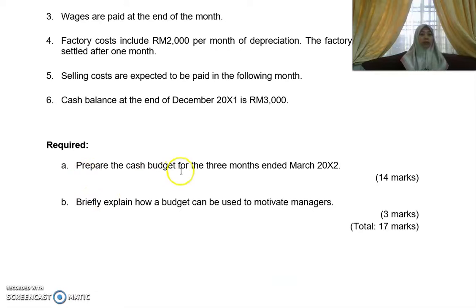You are required to prepare the cash budget for the 3 months ended March 20x2, or for the first quarter of x2, 3 months, that means January, February, and March 20x2.